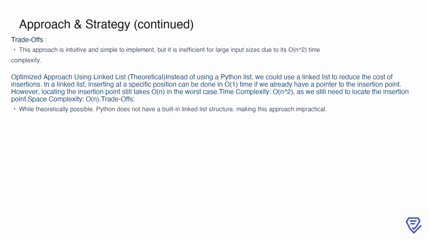An alternative theoretical approach involves using a linked list instead of Python's built-in list. With a linked list, inserting at a specific position can be performed in O(1) time, assuming we already have a pointer to the insertion point. However, locating the insertion point still requires O(n) time in the worst case, which ultimately results in an overall time complexity of O(n squared), just like the brute force approach. Additionally, the space complexity remains O(n).